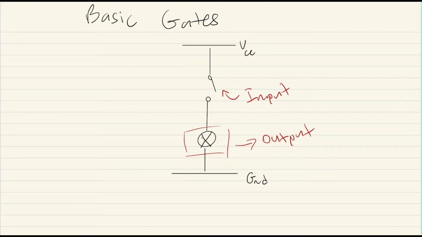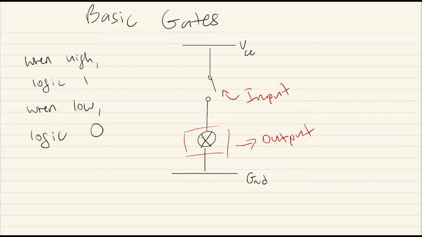Knowing this, when it is high, we consider this to be logic 1. It becomes more obvious what this means when we look more into it. And when it is low, meaning it's not on, we call it logic 0. So let's say input equals 0, meaning the switch is now open. The output will also equal 0 because the light is off. Now if I close this, as you can see by the green, meaning input equals 1, the light will turn on, and this means the output equals 1.